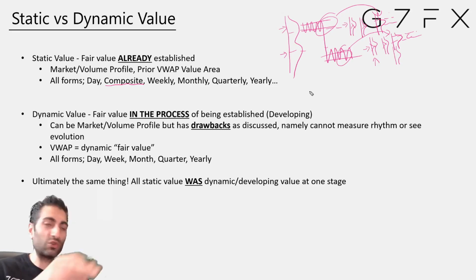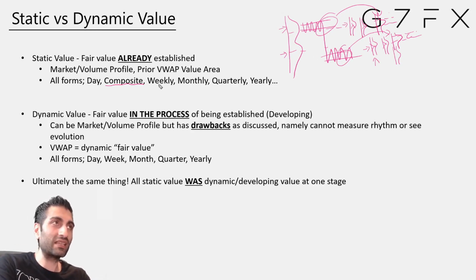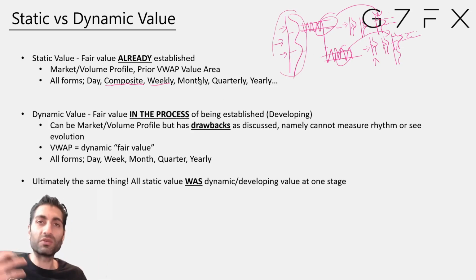And as I said to you, if you can't find any composite value areas, then you just use the prior day, right? So it's still static. And the same goes for the weekly. And that's my point. This weekly profile is still a form of static value. Because what? It's sort of a volume profile.